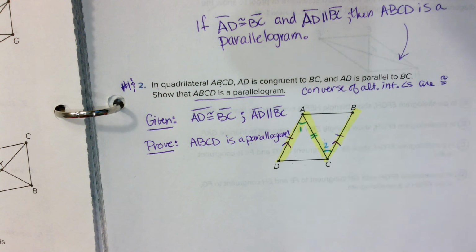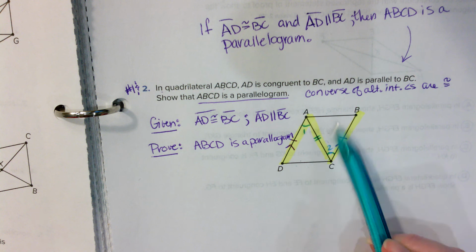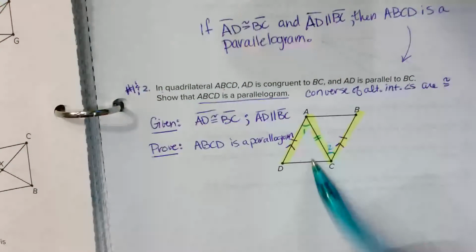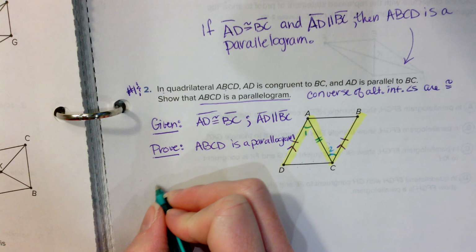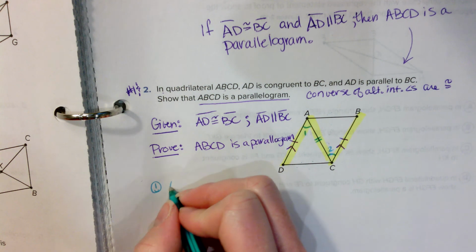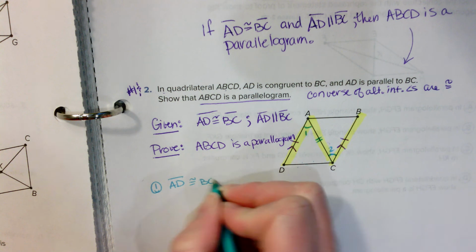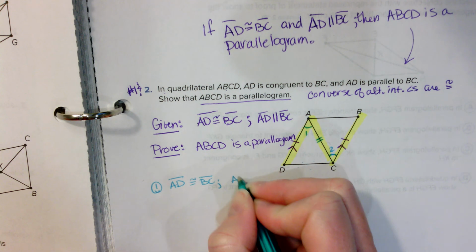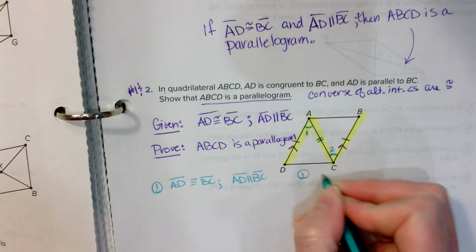I don't know. And then when I get done with that, I'll worry about proving that the top and the bottom are parallel to each other. So let's first of all prove that the two triangles are congruent. My first statement is what I have given: AD is congruent to BC and AD is parallel to BC. So that was my given.